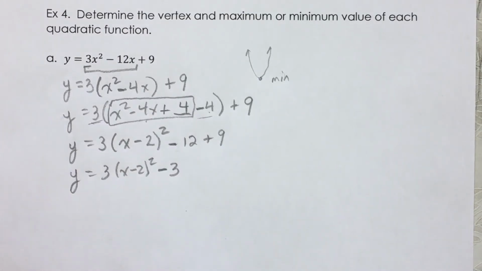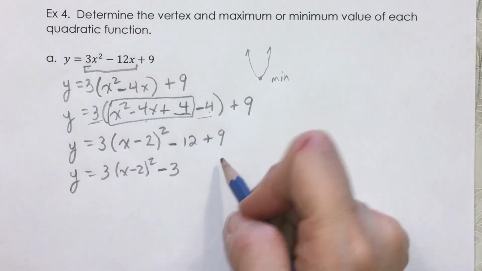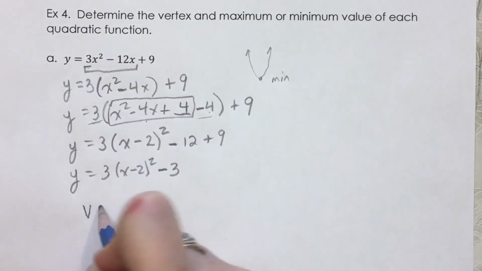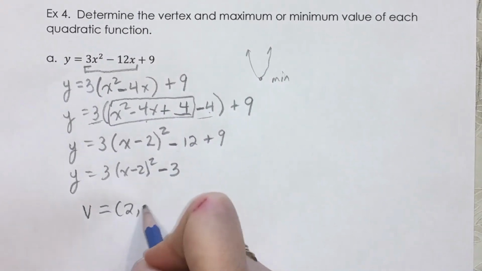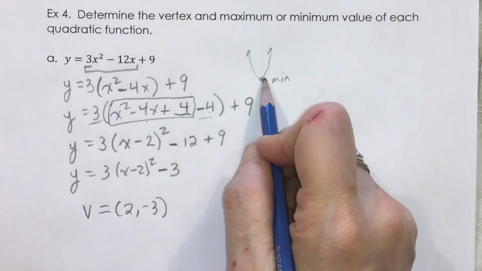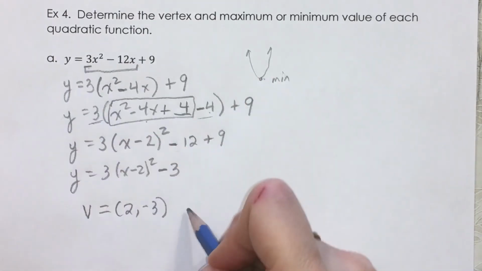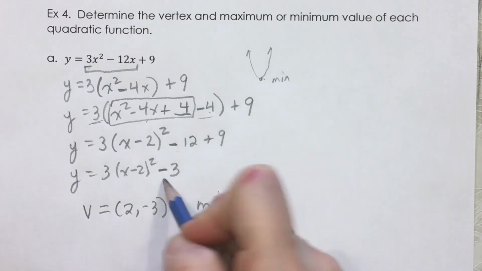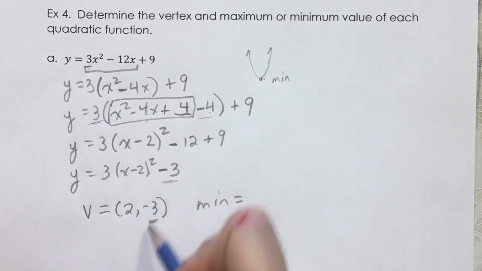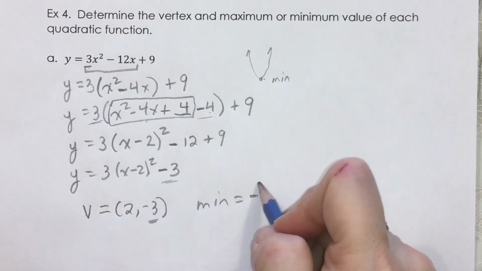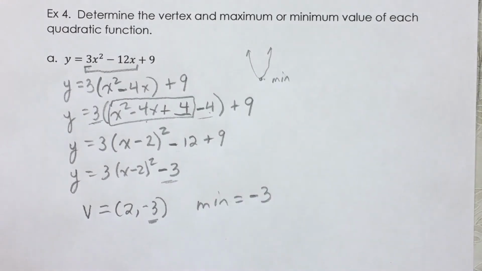Okay. So determine the vertex. So we know the vertex is positive 2, negative 3. We knew it had a minimum because its a value is positive. Its minimum value, as we saw in all the other examples, is the k value, or the y coordinate of the vertex, either way. So the minimum is negative 3. Okay, our last example.